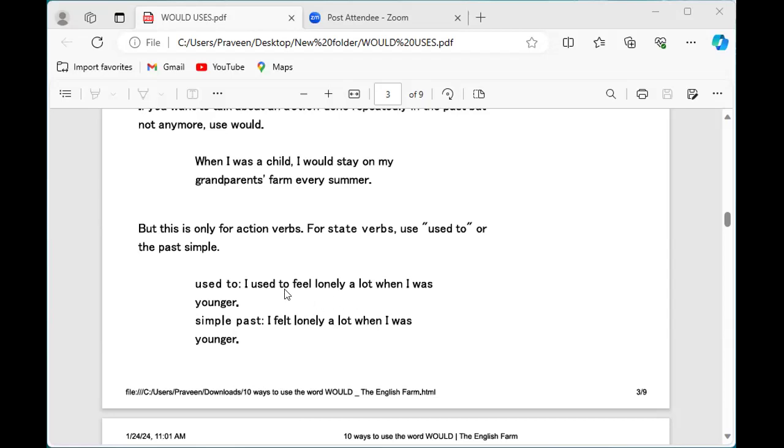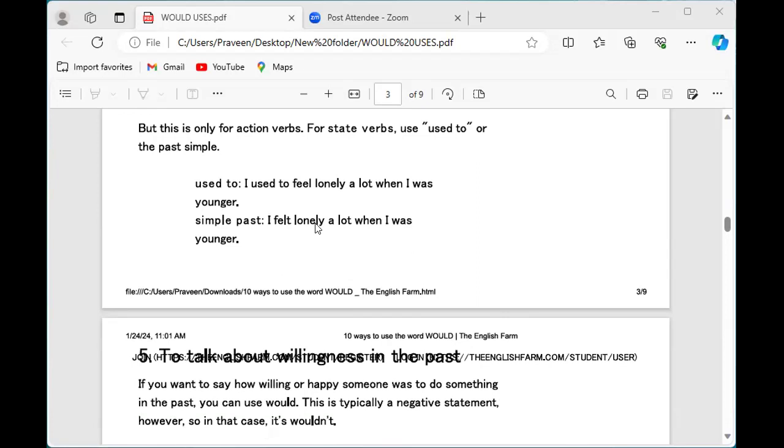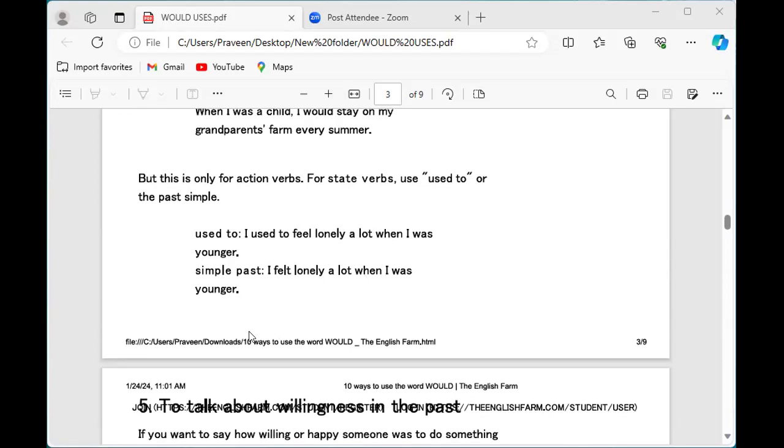When I was younger, that time I felt loneliness. These are all in the past. We can also use the simple past to convey this tense: I felt lonely a lot when I was younger.